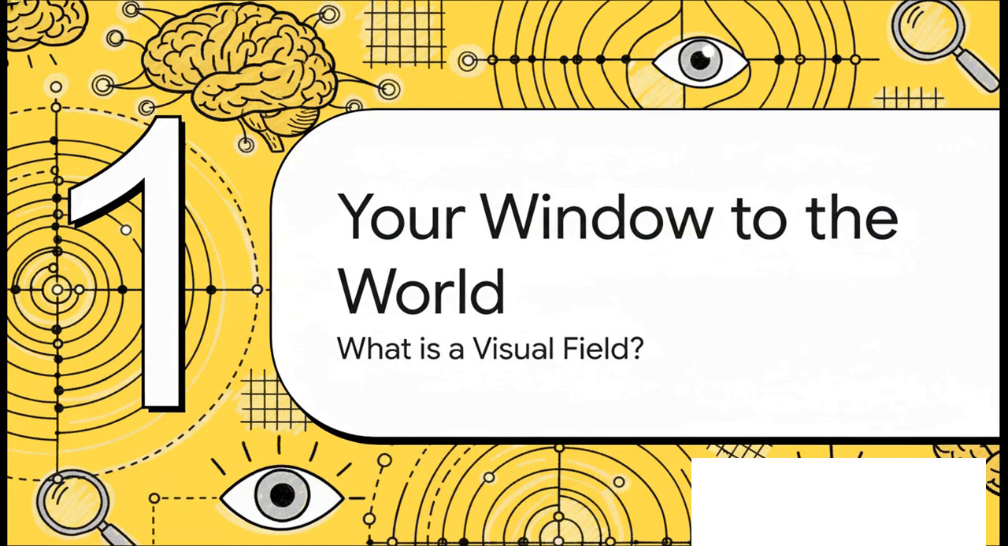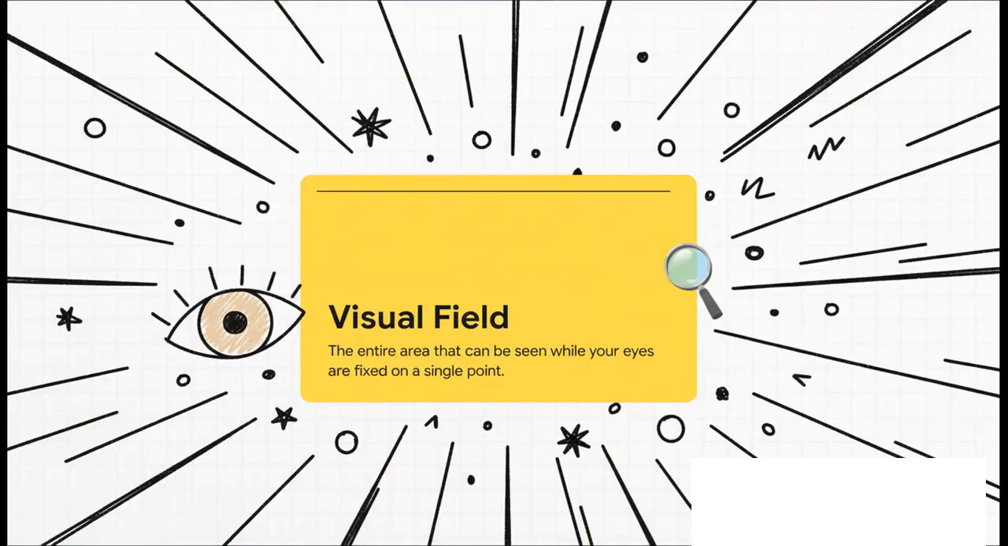All right, so to really understand how this map works, we first need to define the territory. What exactly is a visual field? Your visual field is quite simply everything you can see at any given moment without moving your eyes. So while you're staring at a single point, it's all that space, up, down, left, and right, that your vision covers. Think of it as your own personal panoramic window to the world.